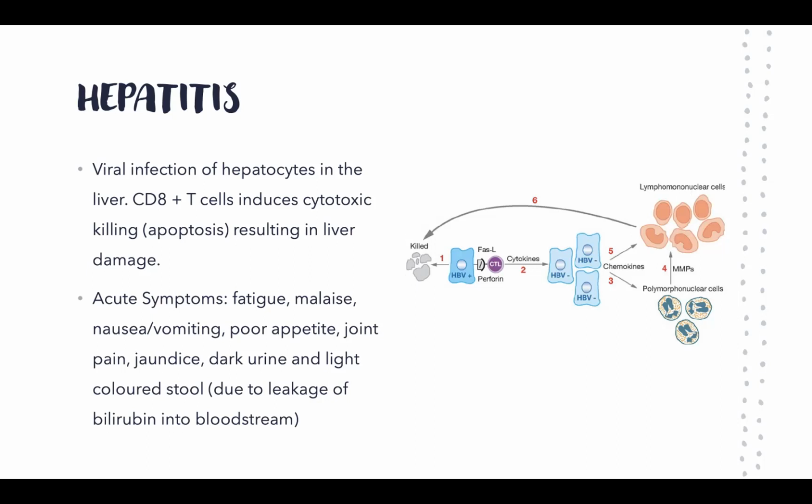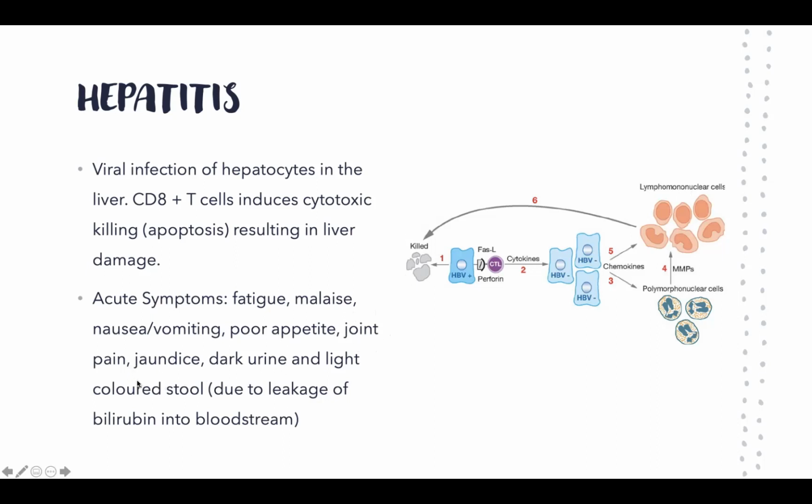So while all this inflammation is happening in our liver, we're going to have a few acute symptoms. So this is fatigue, malaise. The patient might complain of nausea or vomiting. They might complain of poor appetite. So as you can see, these are non-specific symptoms, joint pain.